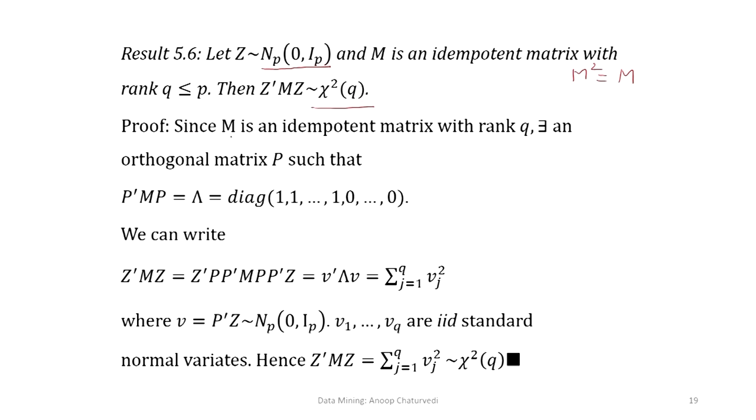To prove this result, notice that M is an idempotent matrix and it has rank q. So, there exists an orthogonal matrix P such that P transpose M P is equal to lambda. Lambda is a diagonal matrix and the diagonal elements of lambda are the eigenvalues of M. And what are the eigenvalues of M? Eigenvalues of M are either 1 or 0. Since rank of M is q, q diagonal elements are equal to 1 and the remaining p minus q diagonal elements are equal to 0.